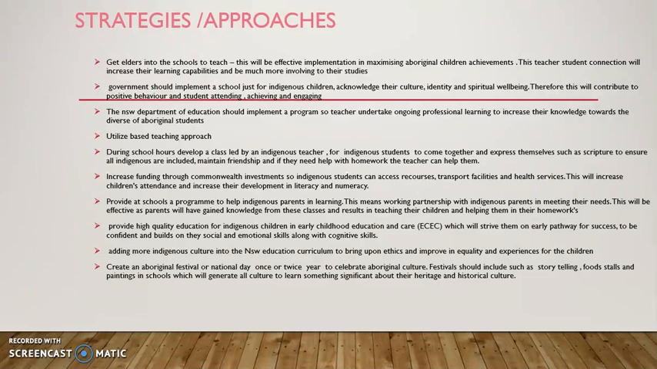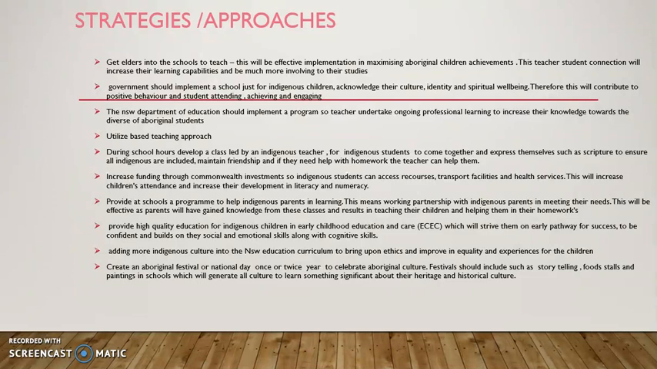Adding more Indigenous culture in the New South Wales education curriculum is another strategy. Another strategy is to create an Aboriginal festival or national day once or twice a year to celebrate Aboriginal culture. Festivals should include such as storytelling, food stalls, paintings in schools, which will enable all cultures to learn something significant about their Aboriginal heritage and historical culture.